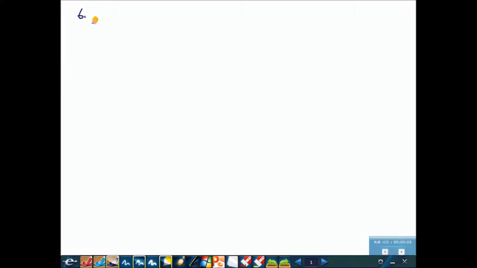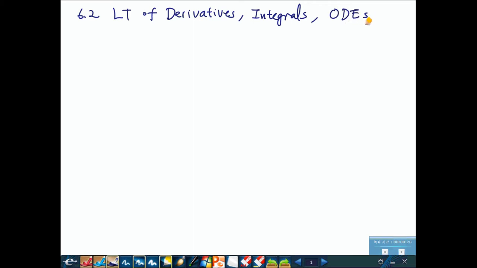Chapter 6.2, Laplace transforms of derivatives, integrals, so that ODEs. Okay, so we want to learn how to solve a differential equation using Laplace transform.